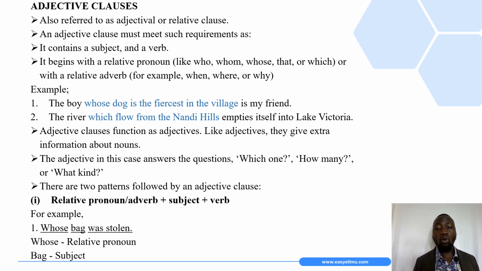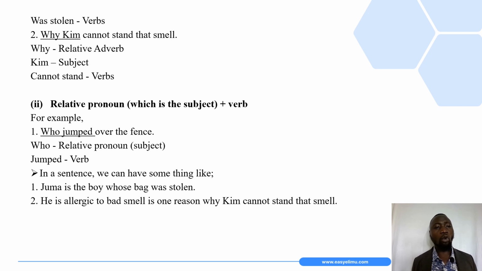In another sentence, why Kim cannot stand that smell. In this example, we have the relative adverb why, followed by the subject, Kim, and lastly, the verbs cannot stand. So that is the first pattern that is followed by an adjectival clause.